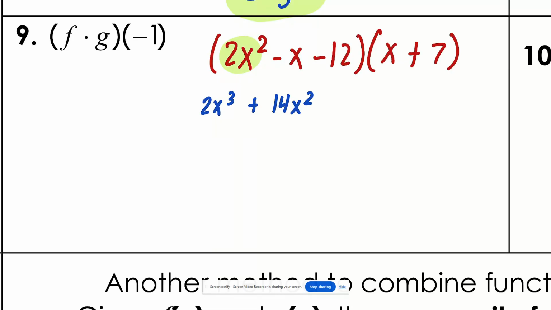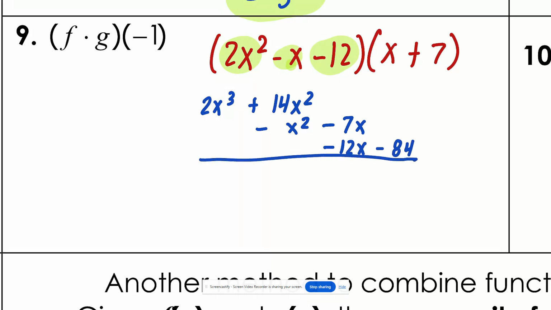Okay, stay with me, y'all. Now I'm going to move to negative x. Negative x times x, negative x squared. Negative x times 7 is negative 7x. And the last thing I'm going to distribute is negative 12. Negative 12 times x is negative 12x. And finally, negative 12 times positive 7 is negative 84. You might need your calculator for that one.